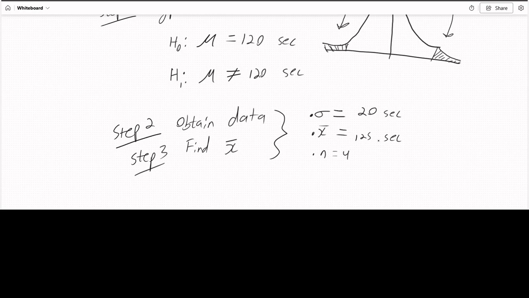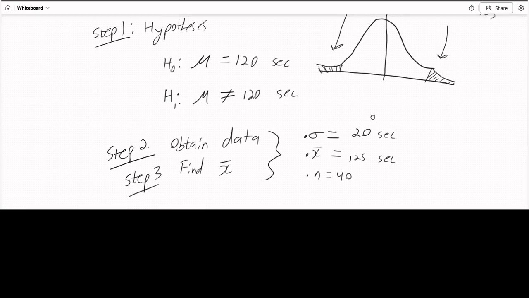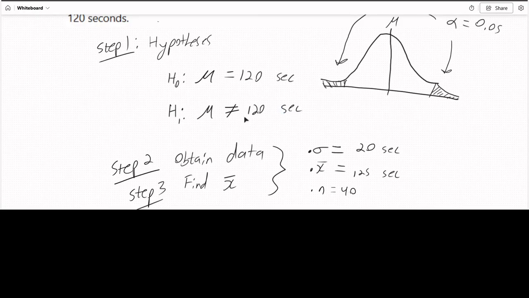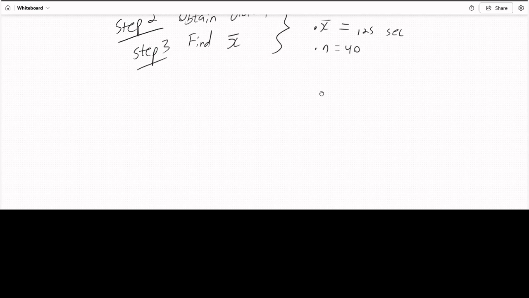We sampled 40 people who are current jugglers, and their average is 125 seconds, which is higher than 120 seconds. But with this many people, this concentration and consistency of data, and this average, we're going to see if this is convincing enough in a two-tailed hypothesis test to convince us that the jugglers have changed. Okay, luckily we can go to step 4 currently, and that is finding the test statistic. See, all the steps are the same so far.